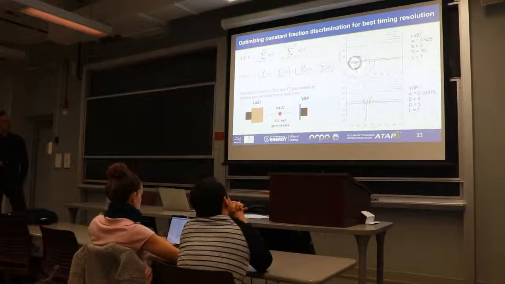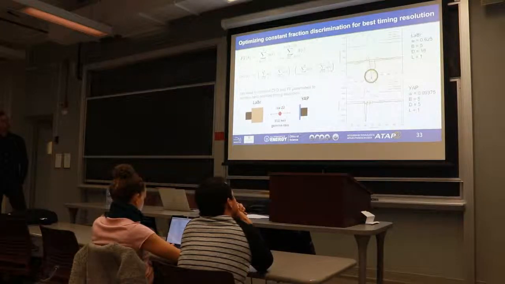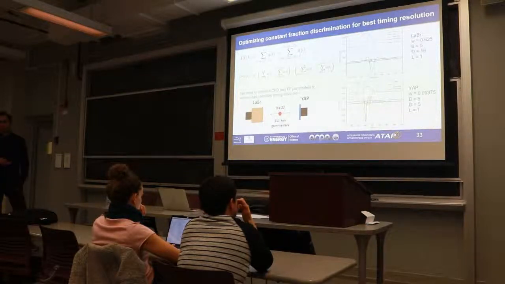And so here, for example, the green one is the fast filter, and the orange one is the constant fraction signal. And then you set a threshold, and then for the constant fraction, you take the first zero crossing after your signal crosses the threshold. So that's our timing, so it's somewhere there. And now you can optimize those parameters.